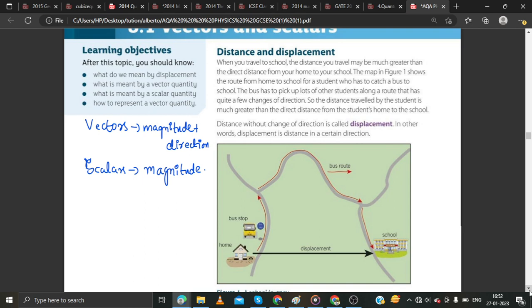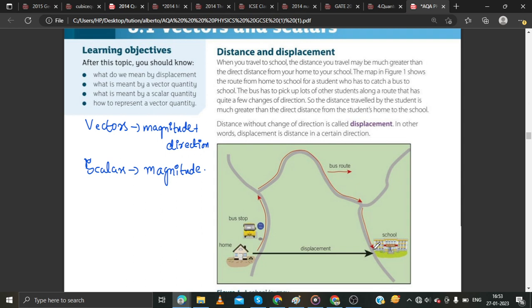Now consider a second situation. Here the person is moving from home to school through two paths. The first one, he is moving through the bus stop, then he took the bus route, and then he went to school. So his starting point is home and his ending point is school. Here I can find the value of distance by considering the whole path traveled by him, whereas displacement is the shortest distance between the two endpoints.